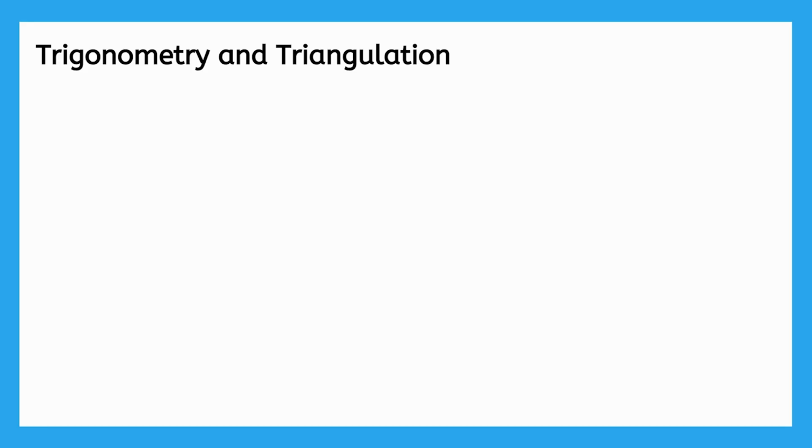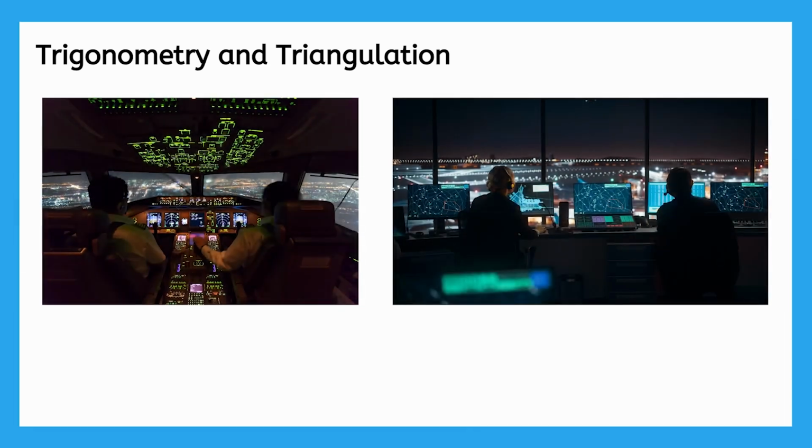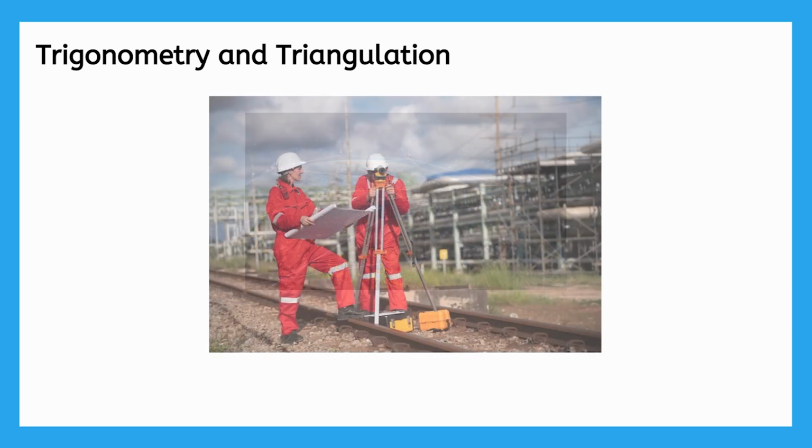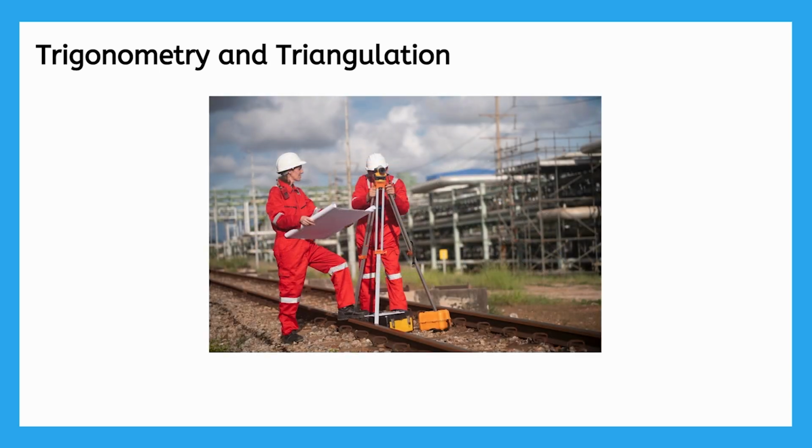Take triangulation, for instance. Ships and aircraft use triangulation with signals from beacons or towers to determine their position on the ocean or in the air. Distance triangulation is used in astronomy to find distances in space. Surveyors use triangulation to find distances for mapping.